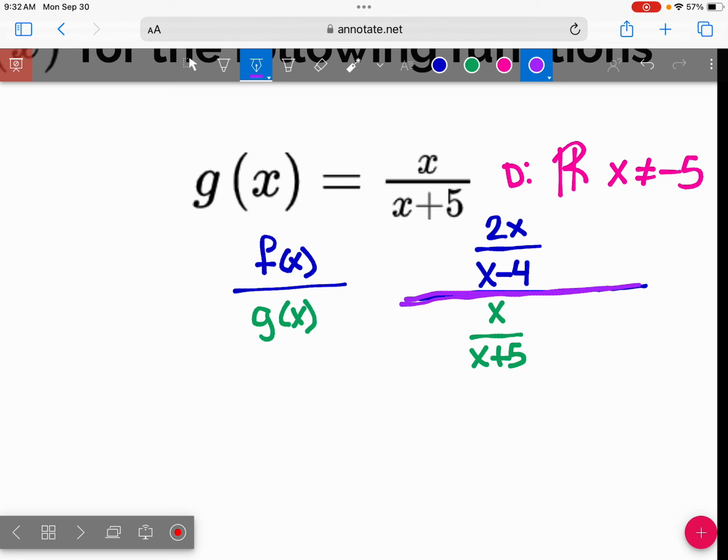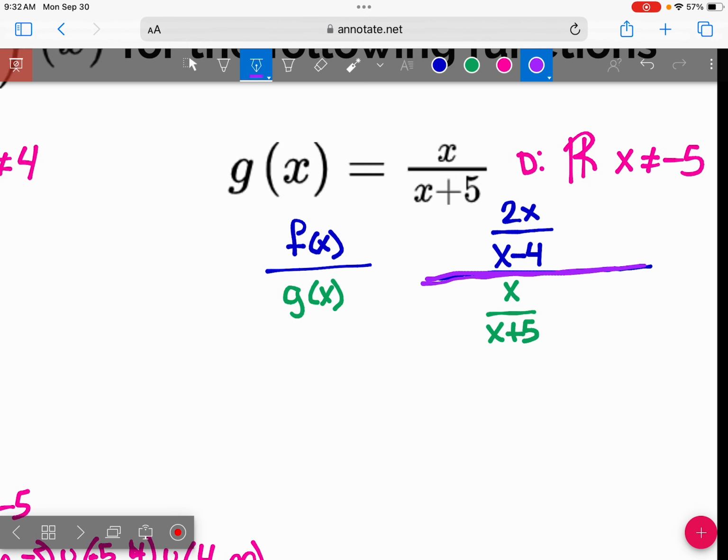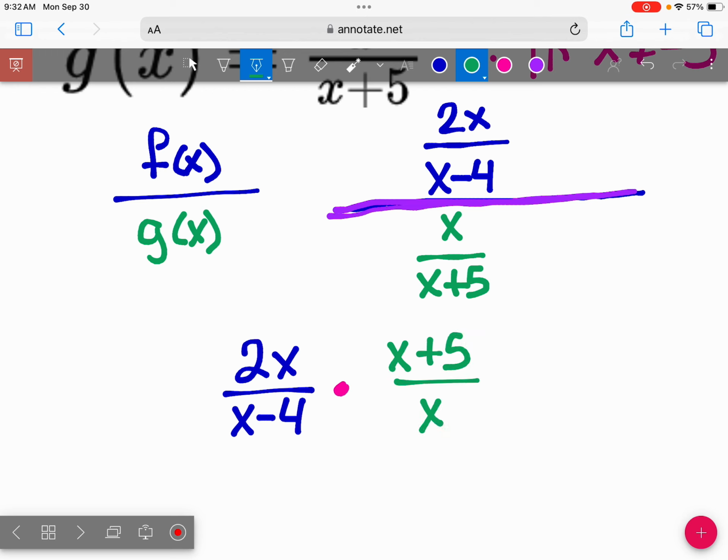So, what can we do here? Multiply by the reciprocal. So we're going to take our 2x over x minus 4. And we are going to keep our top, change the sign so it changes to multiplication, flip the bottom. X plus 5 over x.